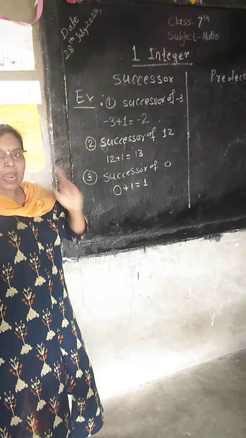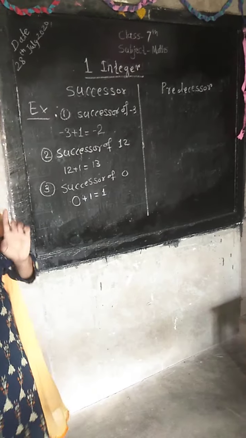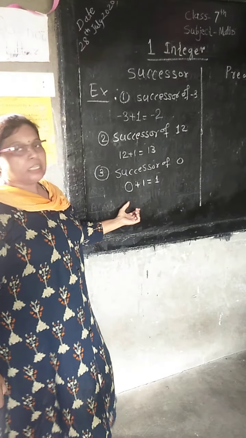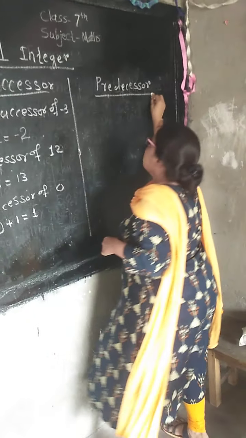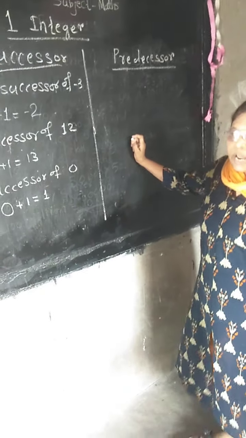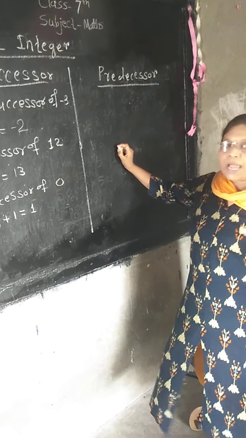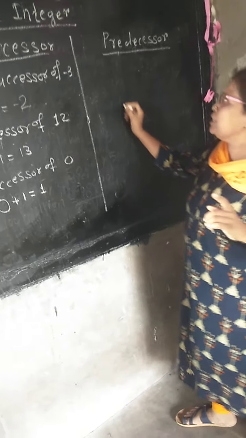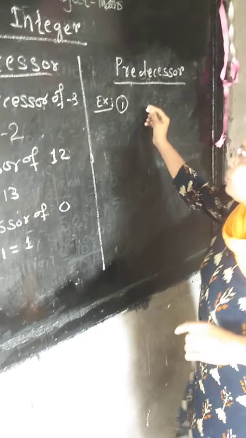Then what is the meaning of successor? Successor means adding 1 to any integer. Adding 1 to any integer, we get the successor of that integer. We have to understand it. Now we have to go for the predecessor. Predecessor means subtract 1 from any integer. We have to do one example of it.